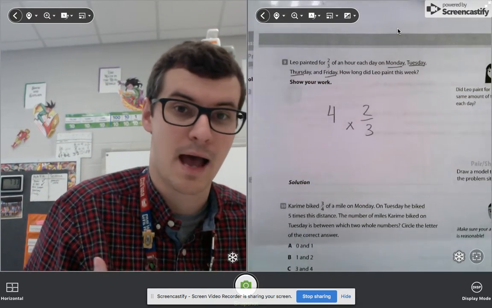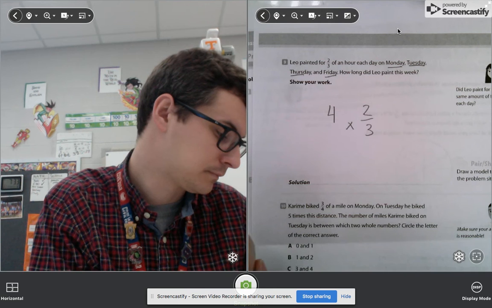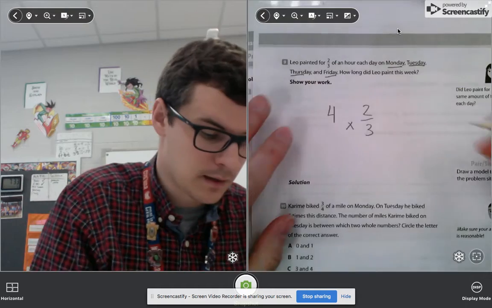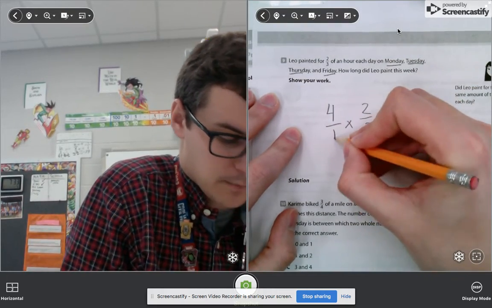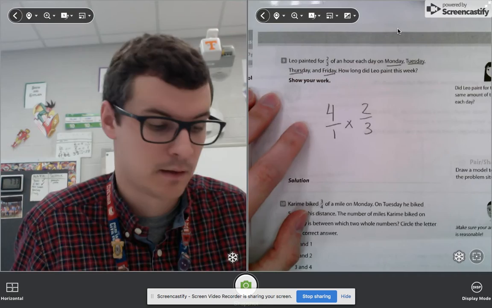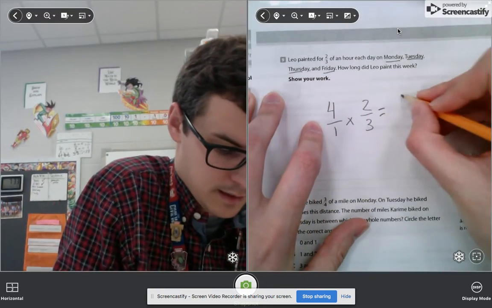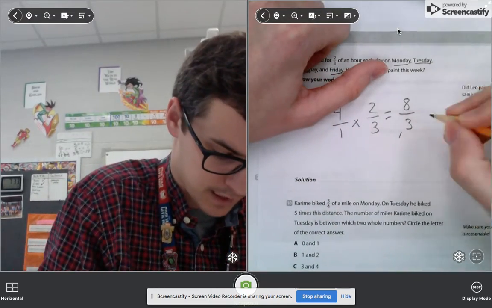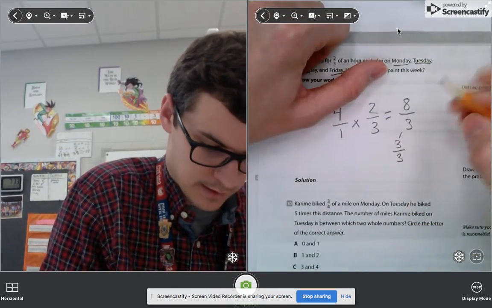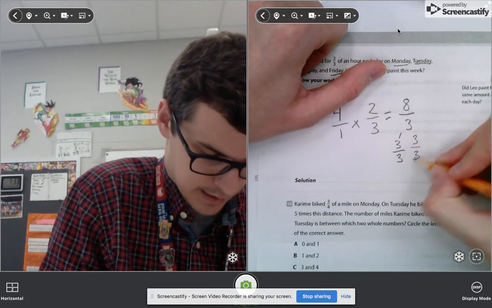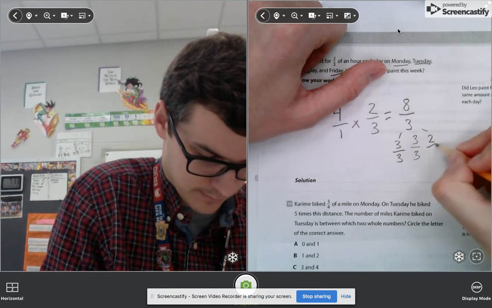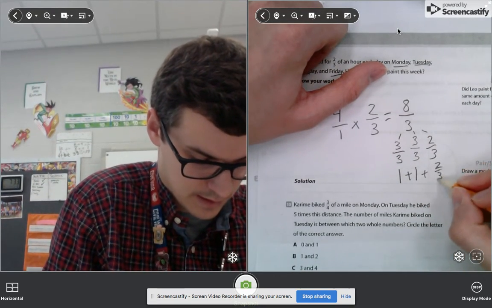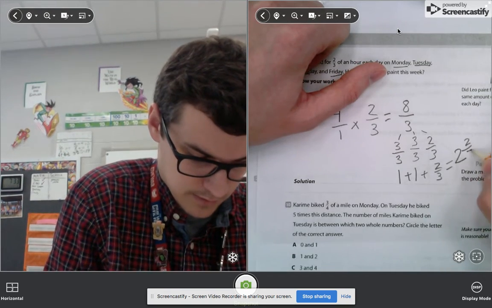Okay, so here's how I would have solved this. I would take 4 and put it over 1 to create that unit fraction. 4 times 2 is going to give me 8. 1 times 3 is going to give me 3, so 8/3. I can pull out 3/3 and another 3/3 because that gives me 6/3, and then I have 2/3 left over. So 1 whole plus 1 whole plus 2/3 is going to equal 2 and 2/3.